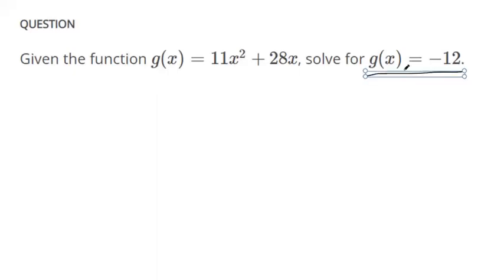So this notation is saying find the x values that make your y equal negative 12. So plug in negative 12 right here. That's what the notation says. g of x is equal to negative 12. So I replace g of x with negative 12.